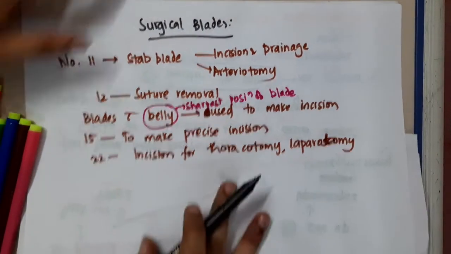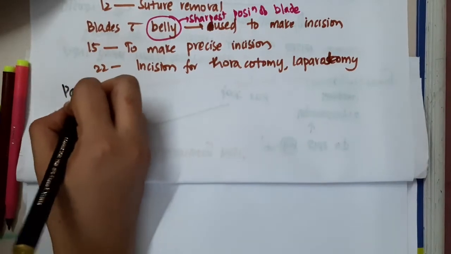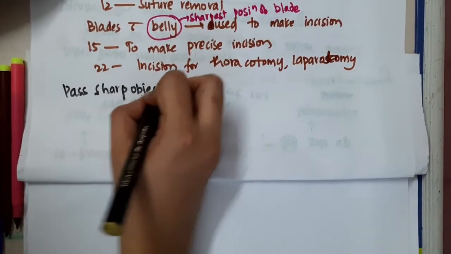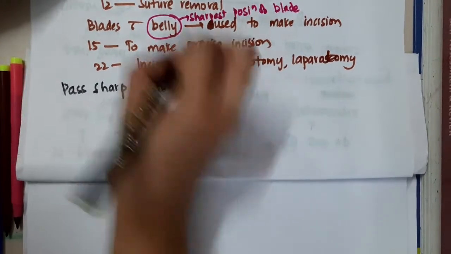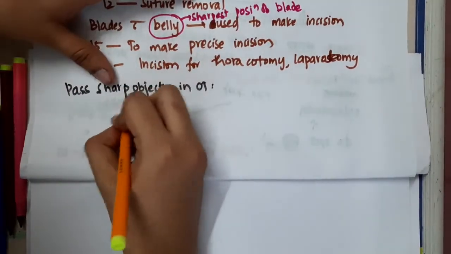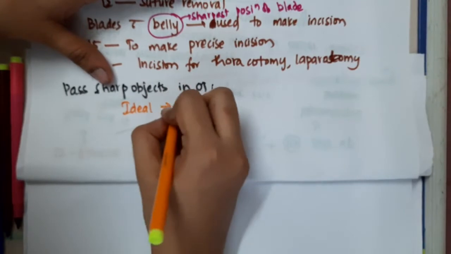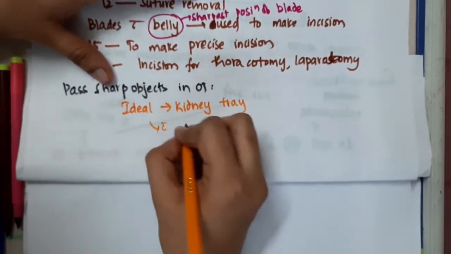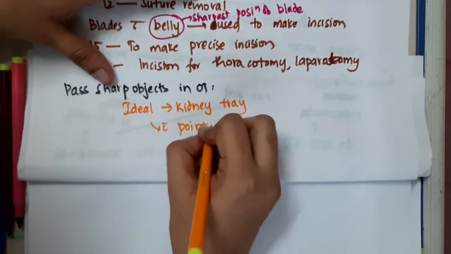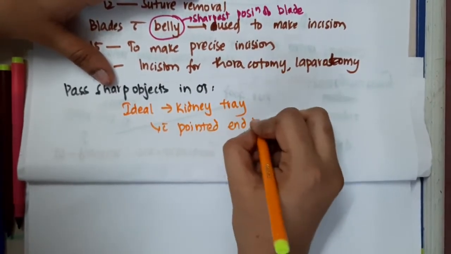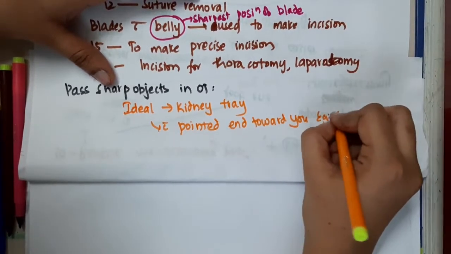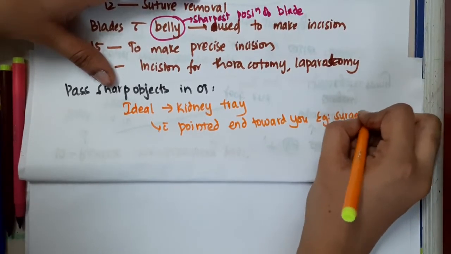Then how are you going to pass sharp objects in OT? Sharp objects in OT are ideally passed in a kidney tray with pointed ends towards you, that is, towards the surgeon.